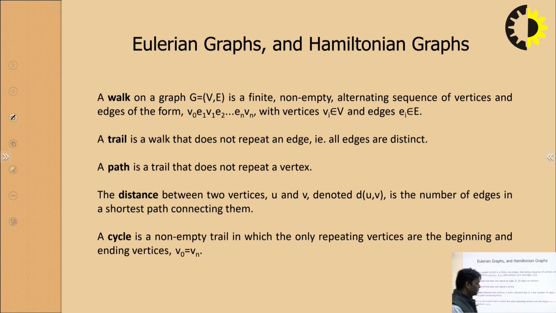Now come to our today's topic, Euler graph and Hamiltonian graph. First we discuss the walk, path and circuit. A walk on a graph G is a finite non-empty alternating sequence of vertices and edges. I will explain this with a diagram.